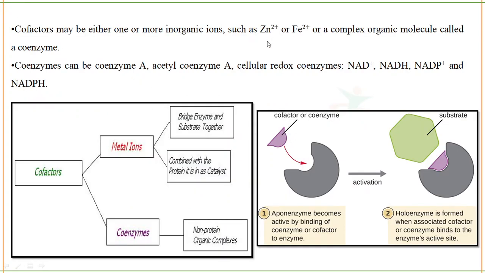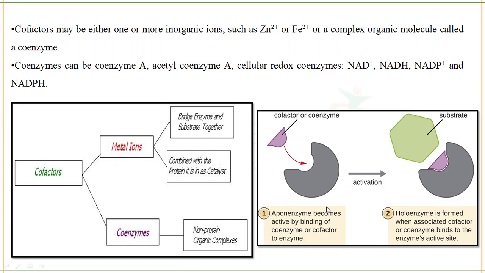So a cofactor can be zinc, it can be ferrous, it can be any inorganic ions. And within cofactors you have another class called coenzymes. These coenzymes, for example, are coenzyme A, acetyl CoA, NAD plus, NADH, NADP plus, and NADPH. So cofactors have metal ions like Zn2 plus and Fe2 plus. And coenzymes are like coenzyme A, acetyl CoA, NAD plus, NADH. All these things come under coenzymes.